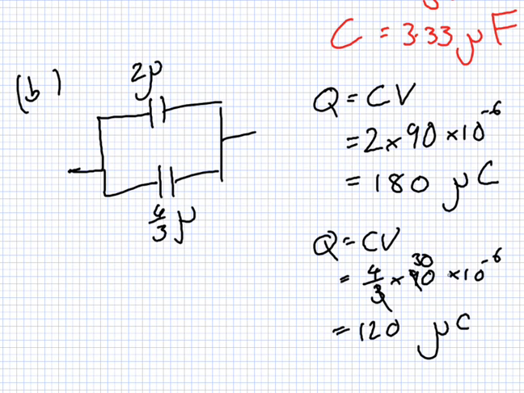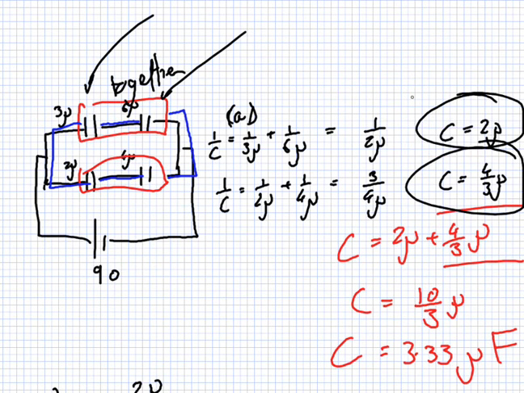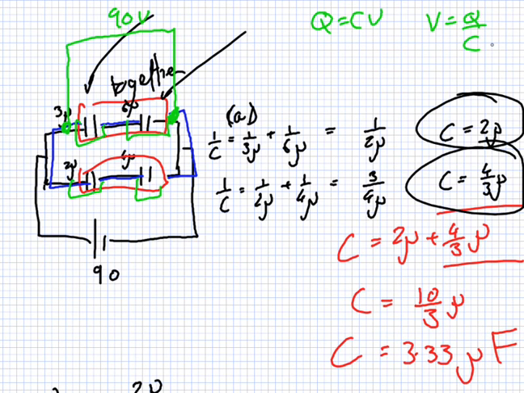Voltage next. So that 90 volts here that I was using, that 90 volts is for both of them. If I put a voltmeter here, this is 90 volts. But they want the voltage on each of them. So we have Q equals CV, so V equals Q/C.